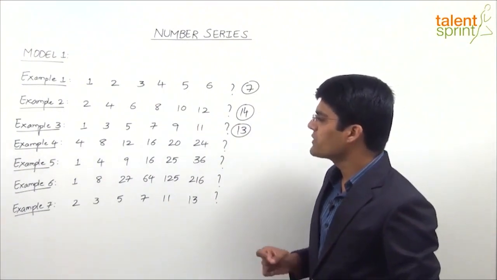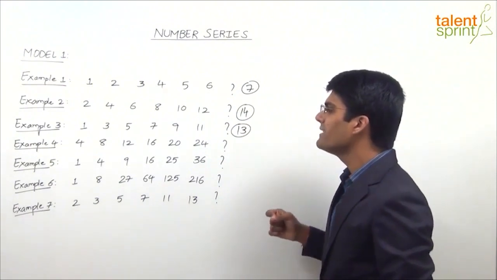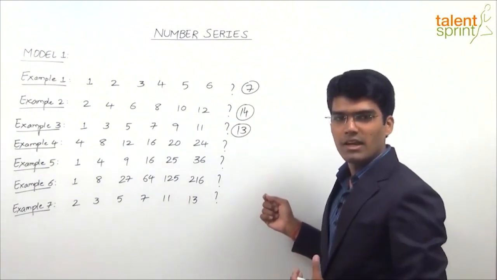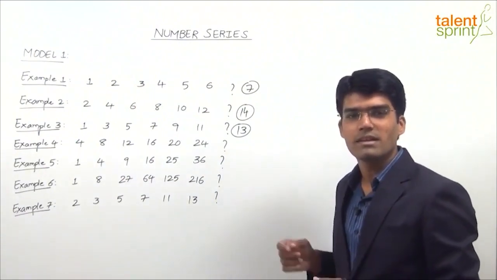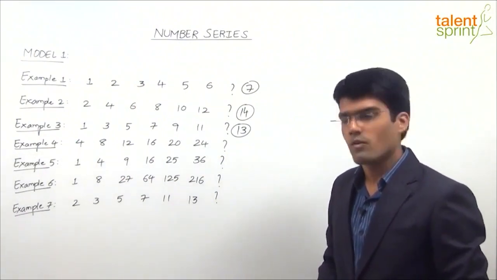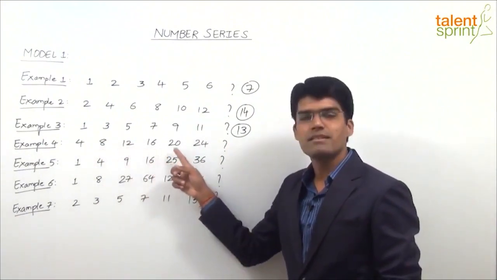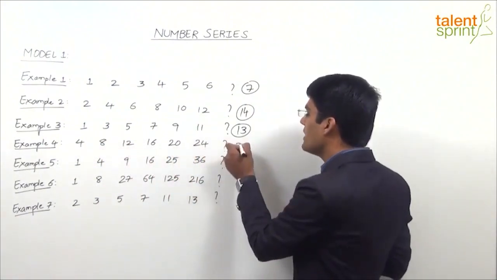Moving on to the next one, it is 4, 8, 12, 16, 20, 24. So what comes after 24? I hope you all have got the idea. That's nothing but 28 in place of the question mark. Why? Because these are all multiples of 4: 4, 8, 12, 16, 20, 24. So the next one has to be 28.